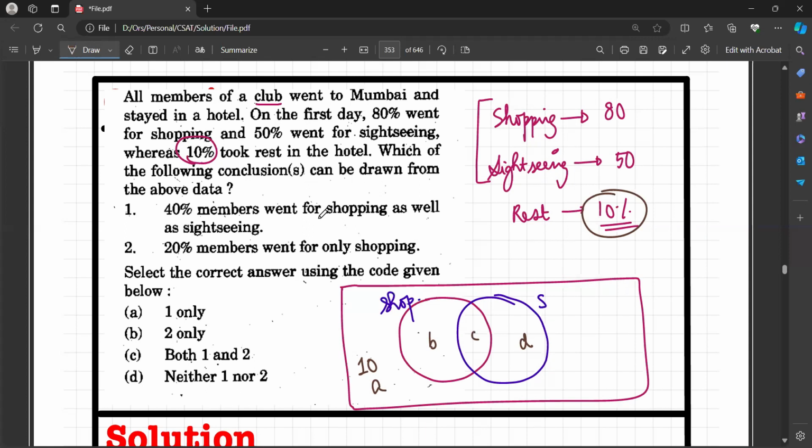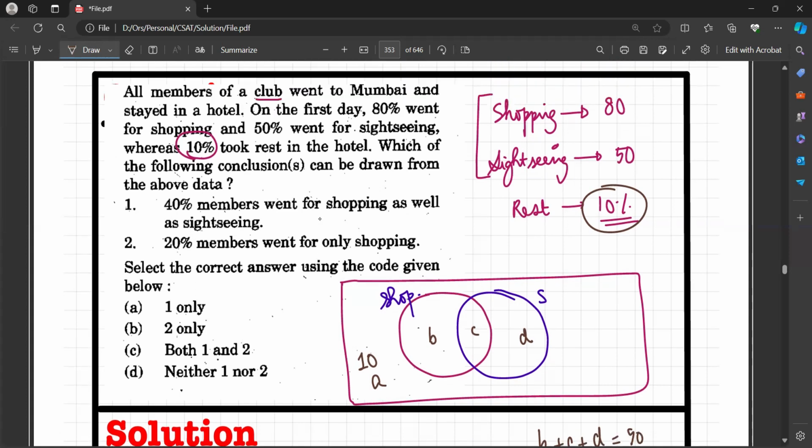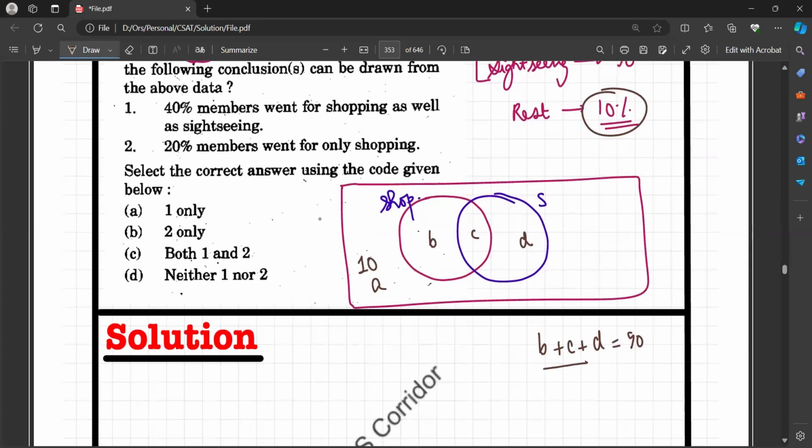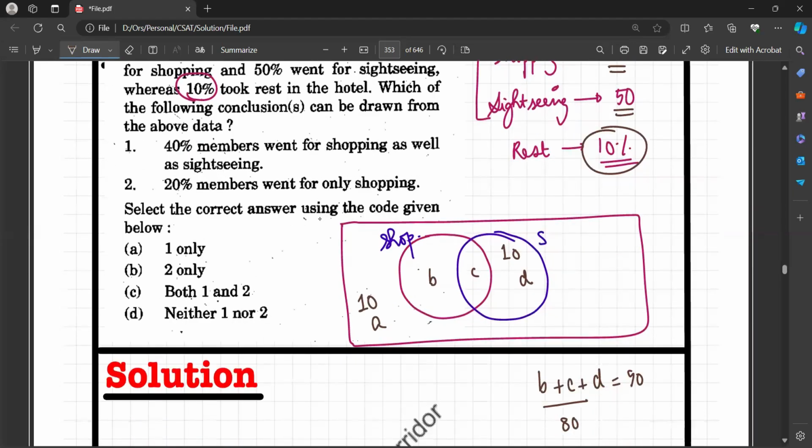Okay. Now let us see. B plus C plus D has to be 90. Yes or no? Now how many people went for shopping? 80. That is, B plus C is 80. You can see B plus C is 80. So D becomes 10. Similarly, C plus D is 50. Then B becomes 40. This total was 90. So this becomes 40 again.